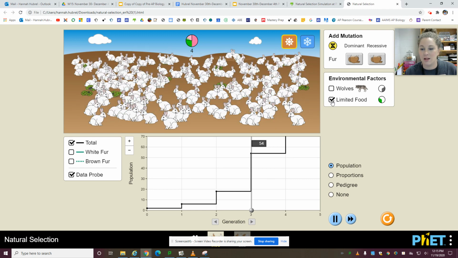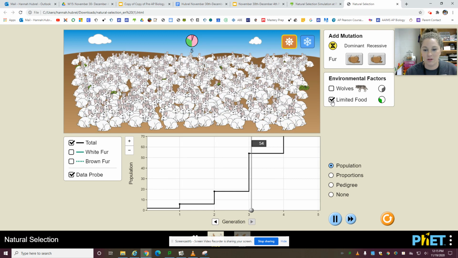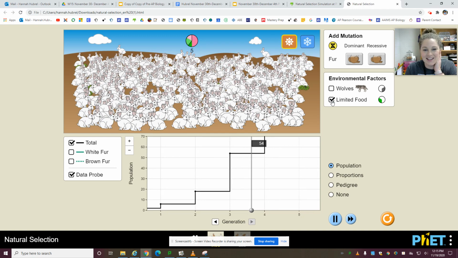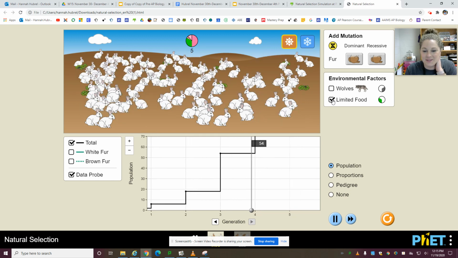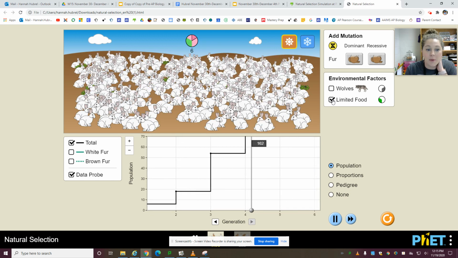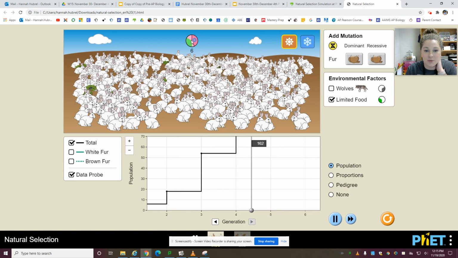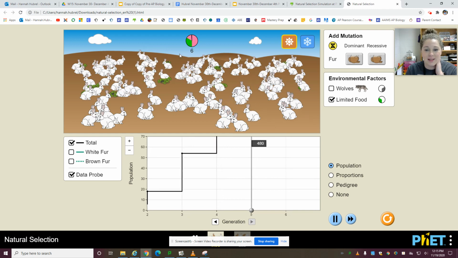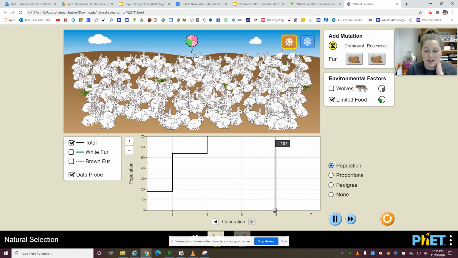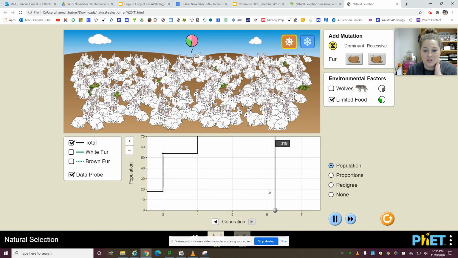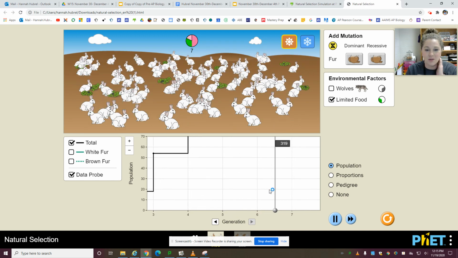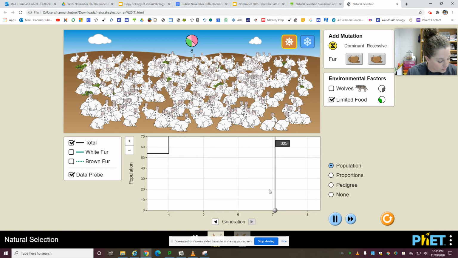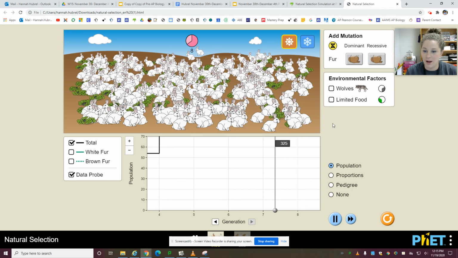Let's put limited food. Now there's not a lot of food. They're still having so many babies. Watch them. So many babies. But watch, we're going to have limited food right here. Oh, so what happened? They died. Now we went from 400 something to 100, and now we're at 319. They have all the babies, and then the babies die. It's really sad, but there's not enough food. So let's add their food back.